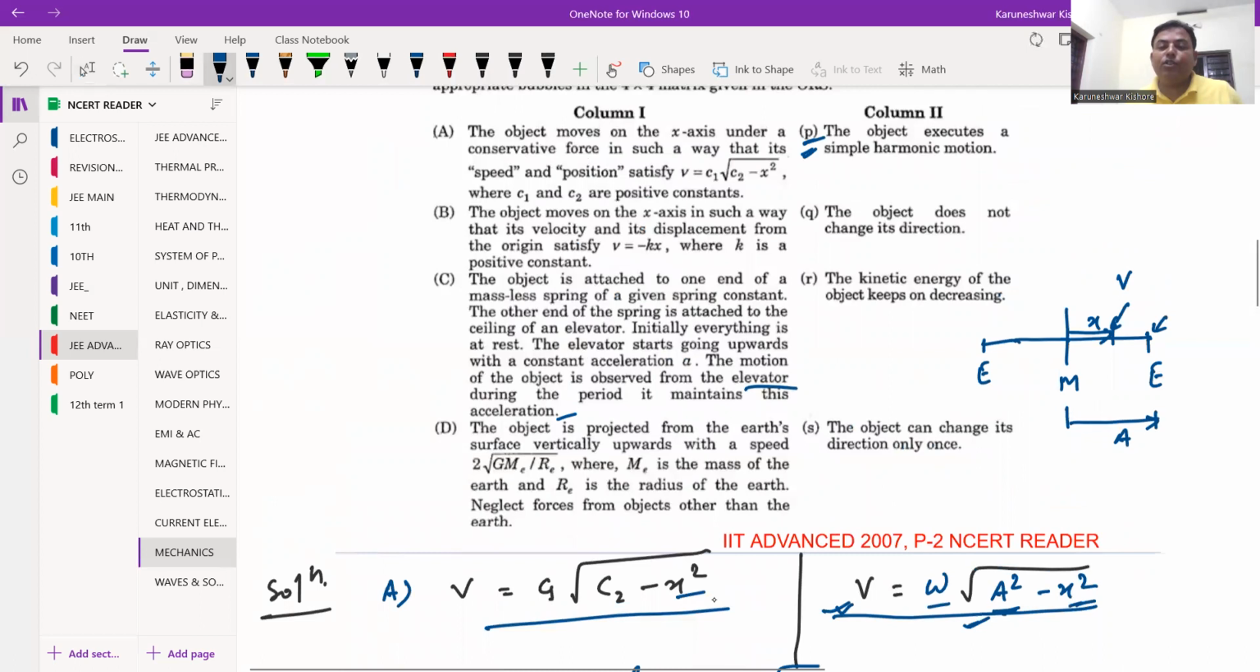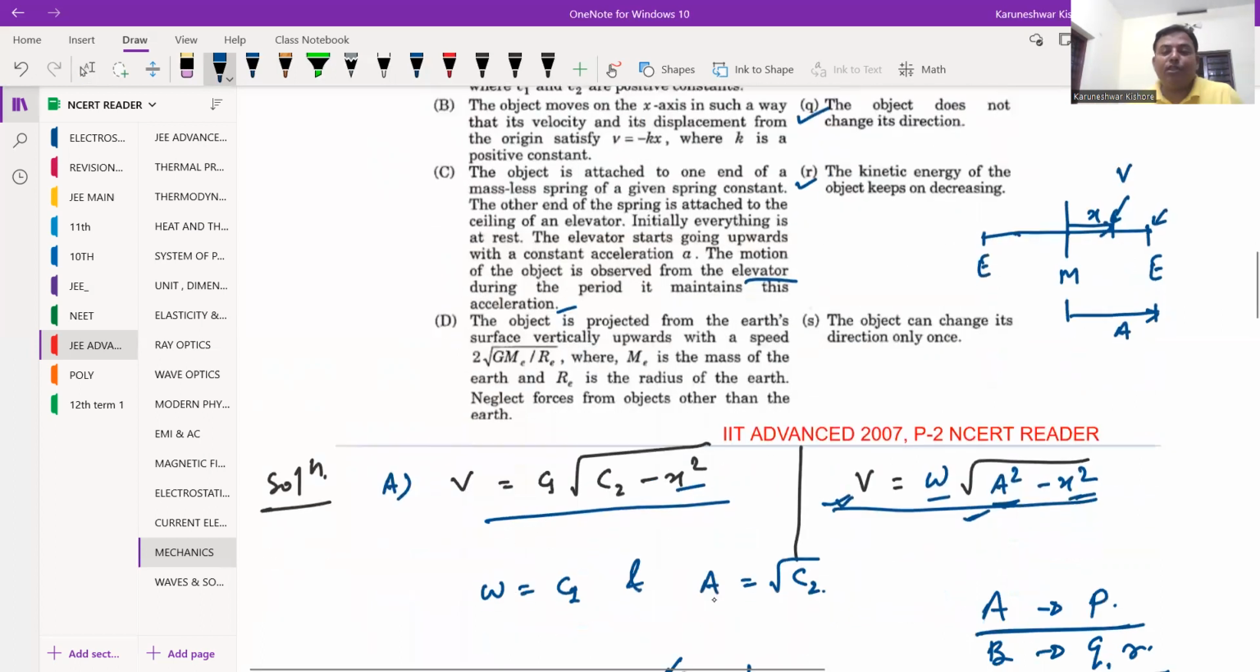So the object does not change its direction because it is always escaping from the Earth, and only the force from the Earth acts on the object which is getting projected here. The force acts in the downward direction while the object goes upward, away from the Earth's surface, so the speed always starts decreasing. Once it decreases, the kinetic energy will decrease, and the object does not change its direction because it is moving in the escaping direction from the surface of Earth.